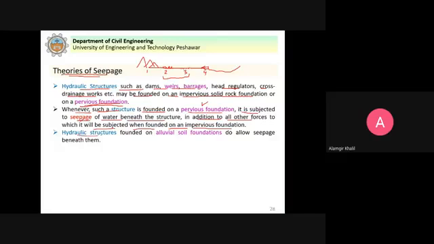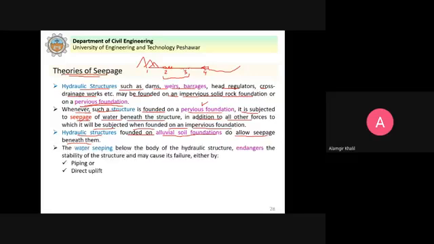So hydraulic structures founded on alluvial soil foundations do allow seepage below them. The water seeping below the body of the hydraulic structure endangers the stability of the structure and may cause its failure either by piping or uplift pressure. We already studied what piping and uplift pressure are.